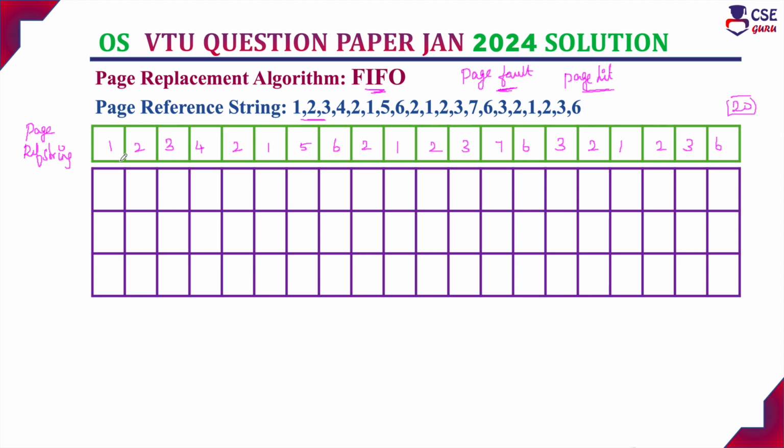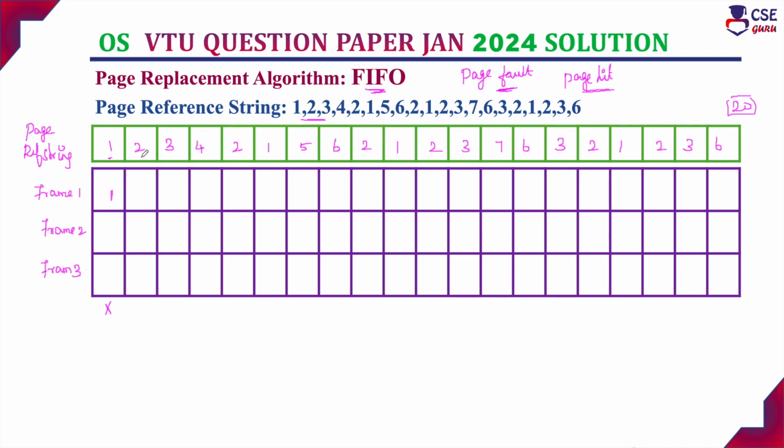Initially, this is frame 1, this is frame 2 and this is frame 3. Initially there are 3 frames and nothing will be in main memory. During process execution only, we will swap in the pages into the main memory. So first, page 1 is not in main memory, so swap in, keep it in frame 1. This will be considered as a page fault. Page fault we will refer to as cross. Page hit we will mark with a tick.